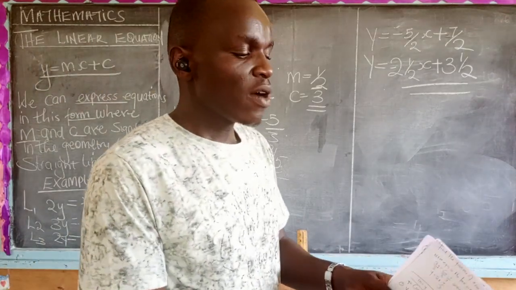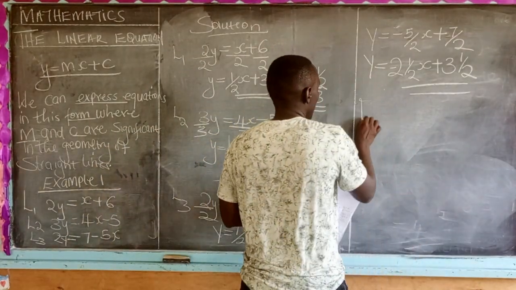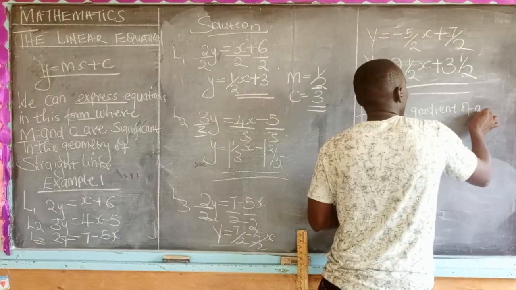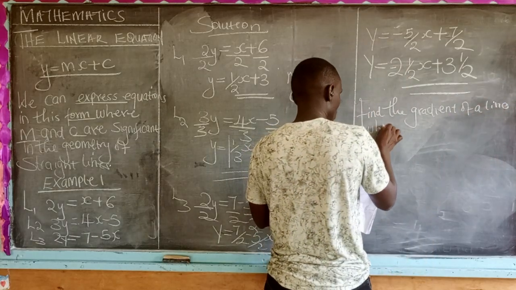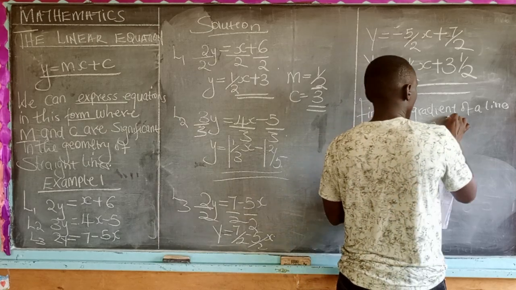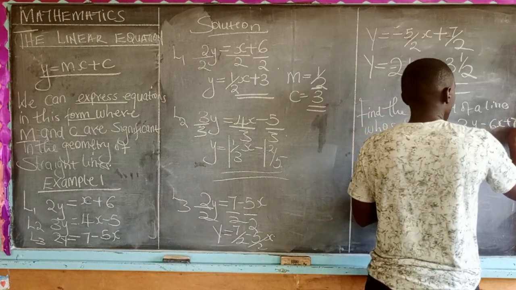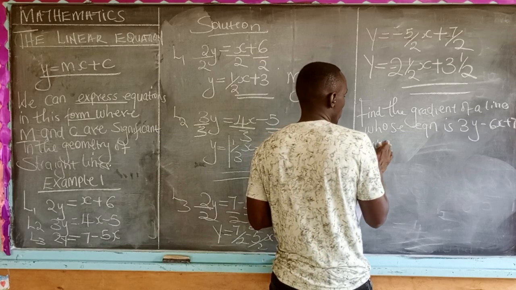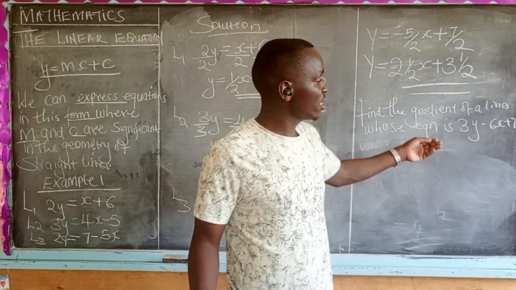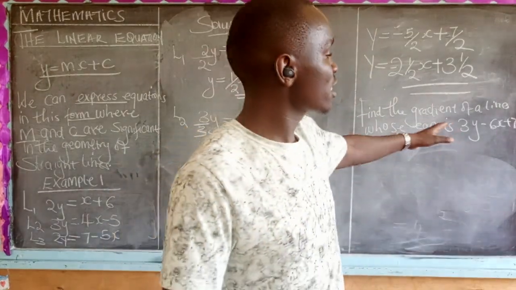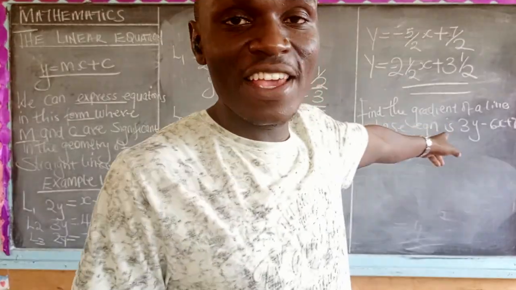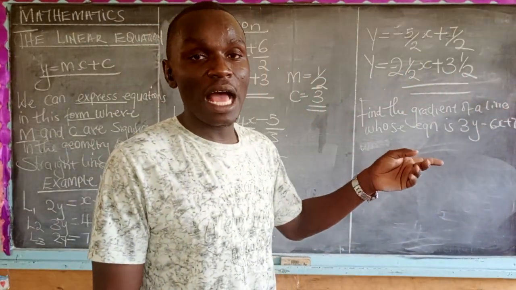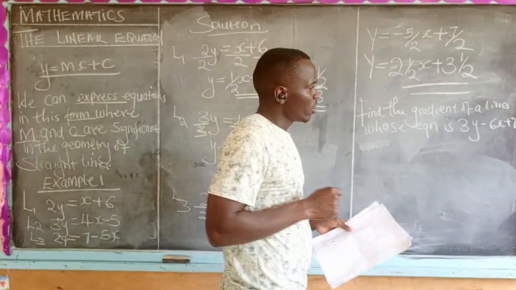For example, we have a question here. Find the gradient of a line whose equation is 3y minus 6x plus 7 equals 0. You are told to get the gradient. To get the gradient of this line, number one, you must rewrite this equation in the form of y equals mx plus c.